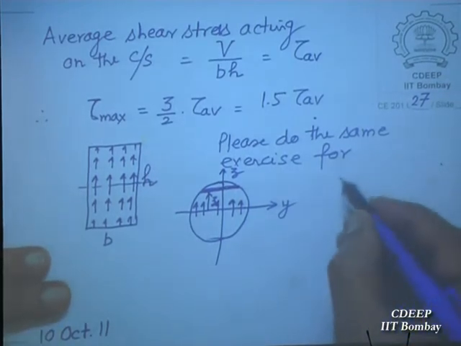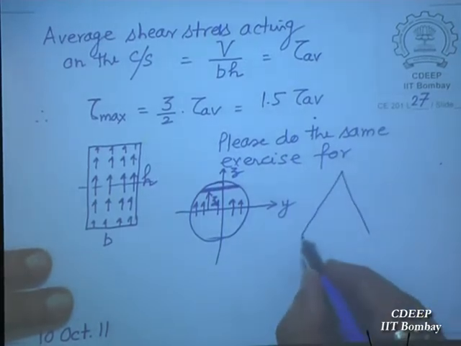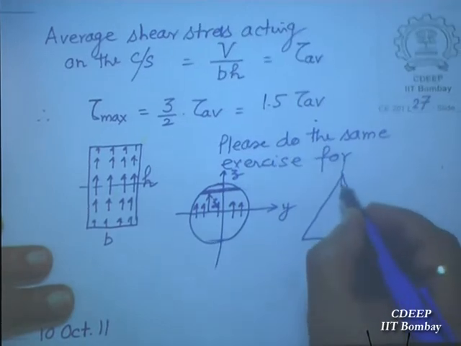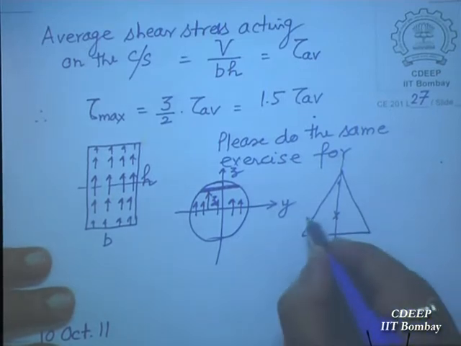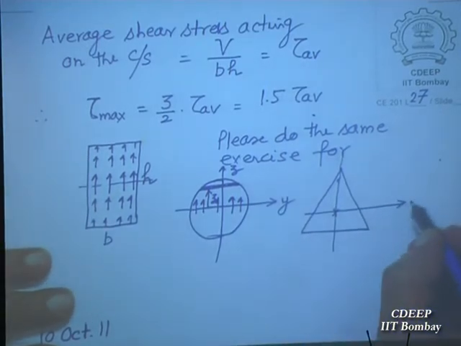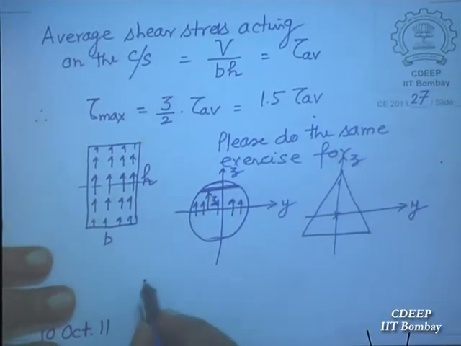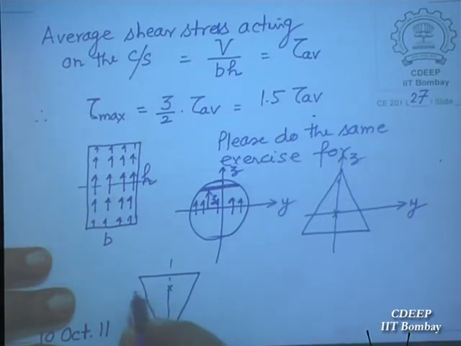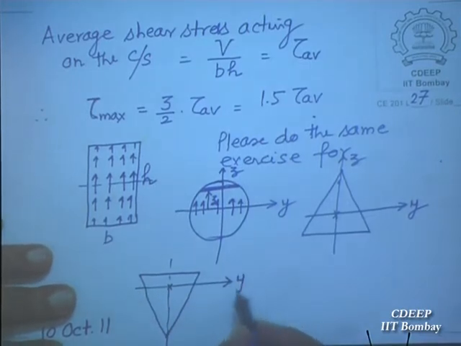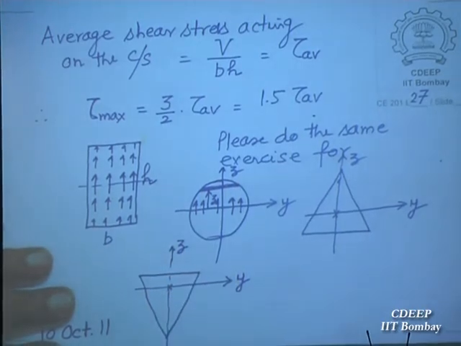The other one is a triangular cross section. See, the triangle's center of gravity is at 1/3 depth. This is Y. You can also have a triangle this way. The beam can also have the center of gravity here. So this is your Y and this is your Z. This is the centroid. So for the triangular cross section, please do this.